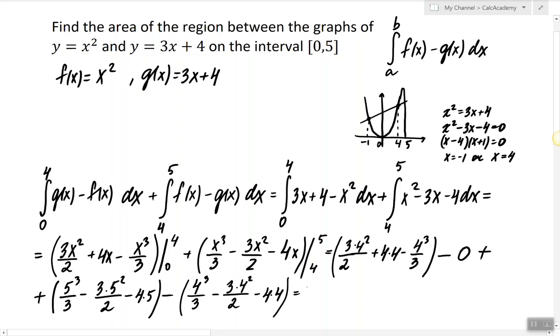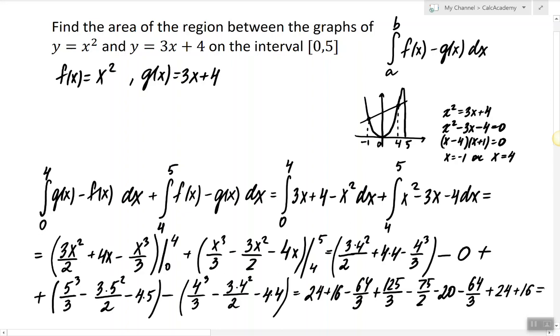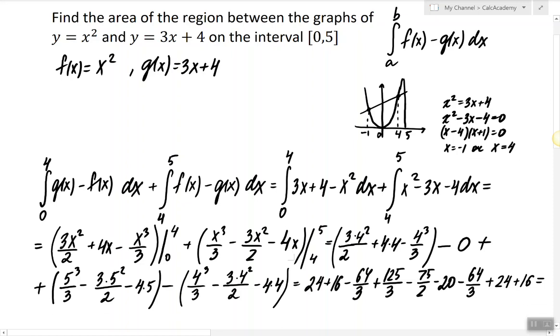Now let's simplify. So here we have 4 squared is 16, 16 over 2 is 8, 8 times 3, 24. 24 plus 16 minus 64 thirds plus 125 thirds minus 75 halves minus 20 minus 64 thirds plus 24 plus 16, and we can definitely simplify all that.